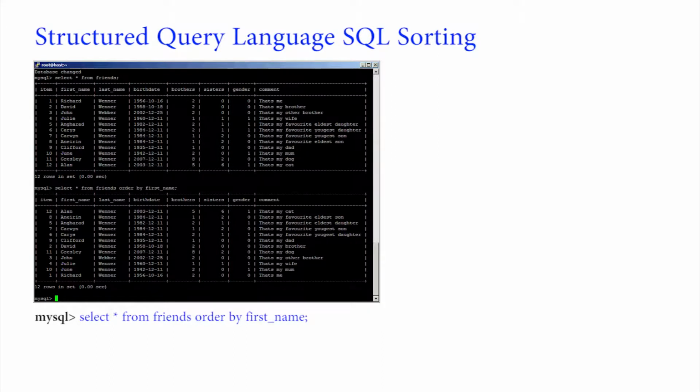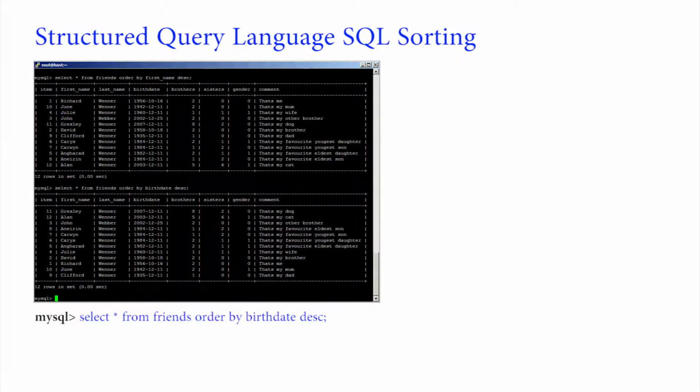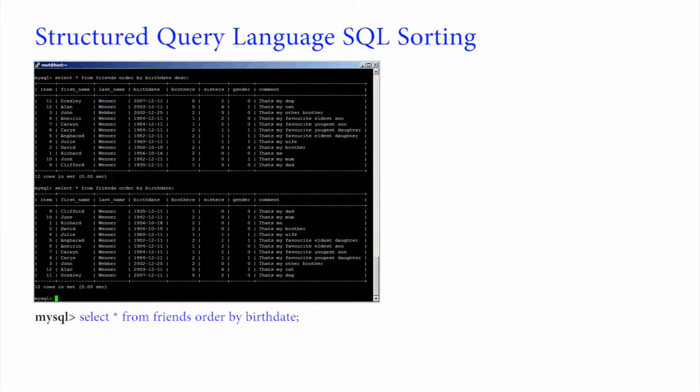Stop the video if necessary to see the response to select star from friends, order by first name, desc, please. The only difference in the command line is desc, short for descending. So the first name order is now in reverse alphabetical order. We can do this with any field. Try select star from friends, order by birth date, desc, please. Or select star from friends, order by birth date, please. Notice the time taken by the computer to do these resorts. 0. Too small to record.